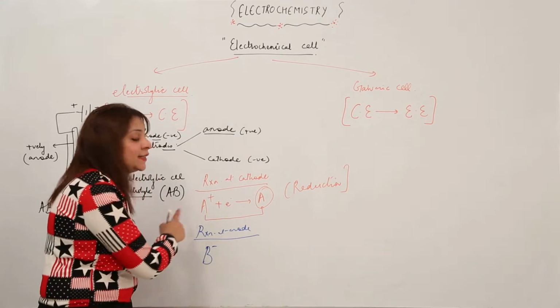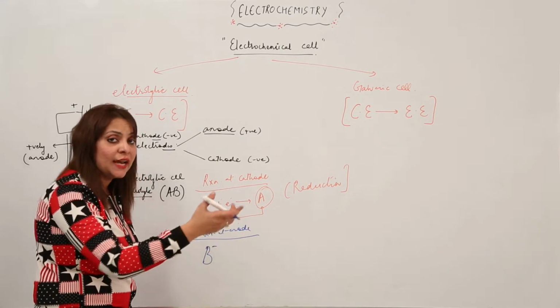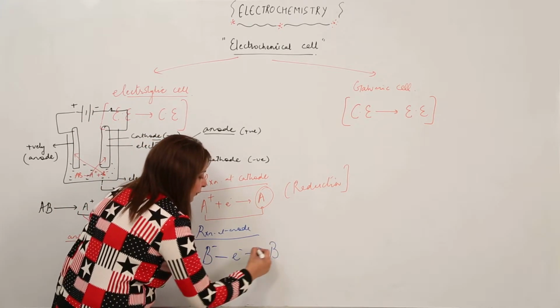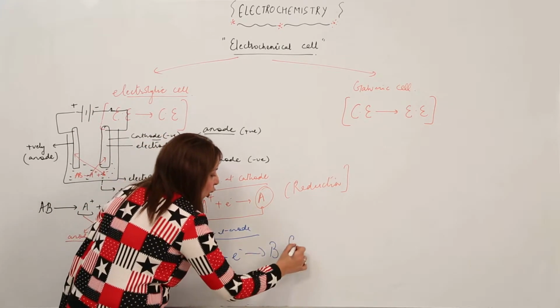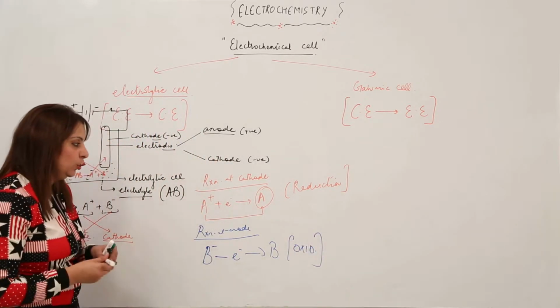So what will it do at the anode? It will just give back the electron which it has already accepted. That means one electron, and this leads to the formation of B. So the oxidation, loss of electron, that is the oxidation, occurs at the anode, right.